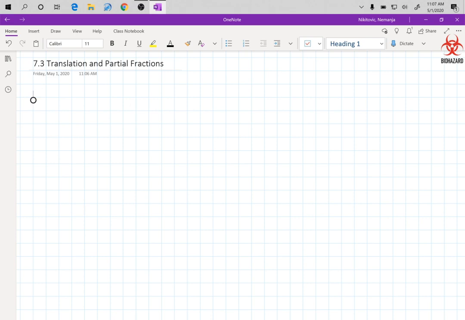Hello and welcome back to Differential Equations, section 7.3 on translation and partial fractions, which we mostly did in the past. So we will be focusing on translations here mainly. We'll do some partial fractions, obviously. This is a quick section, and then we will jump into 7.4 to do as much as we can.